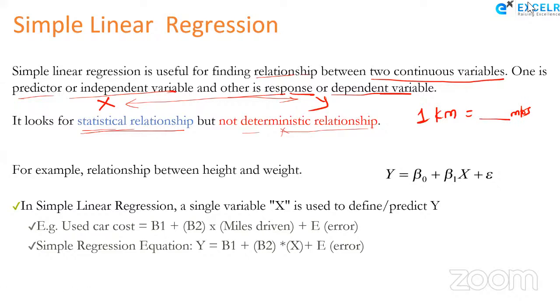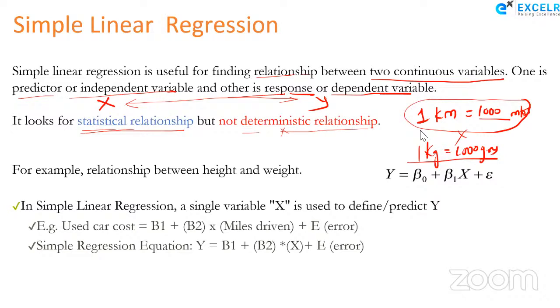Basic question. Correct, Rohit. It is 1000 meters, right? Whatever you do, wherever you go on earth, this particular relationship does not change. So this is a deterministic relationship. Or you can say 1 kg is equal to 1000 grams, right? So this is a kind of deterministic relationship. We are not looking for a deterministic relationship, but we are trying to look for a statistical relationship.